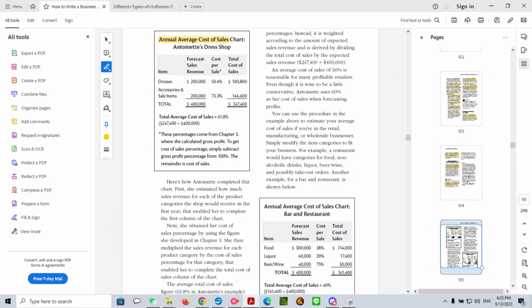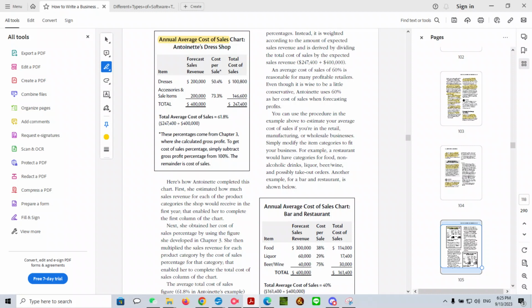Now, we have an example here of an average annual cost of sales. First, we have this forecast. Each item is itemized, meaning you have a list with the name of the item, and you list the forecast sales revenue. So for each sale you make, this is the sales revenue of this sale, for each item. Let's say it's $200,000. The cost per sale is, let's say, a little bit more than 50%. And then what do you have left over? That's the total cost of the sales.